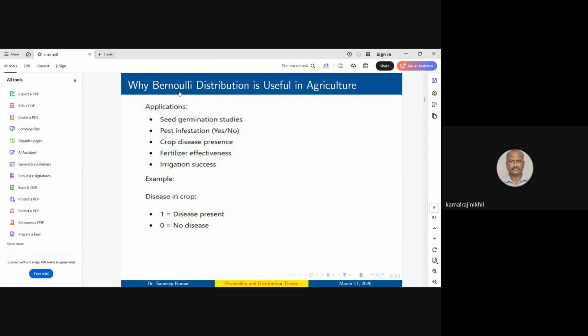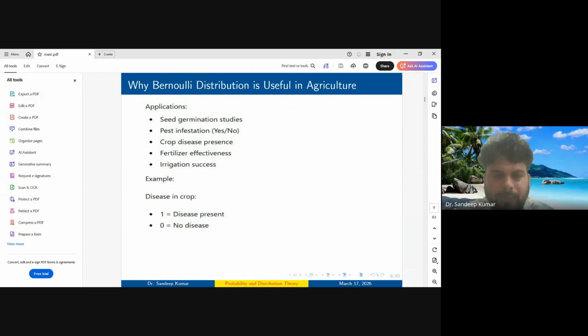Sir, the particular screen is not visible, sir. So I think you are only seeing this application. Okay. Nice. Screen. Okay. Yes.